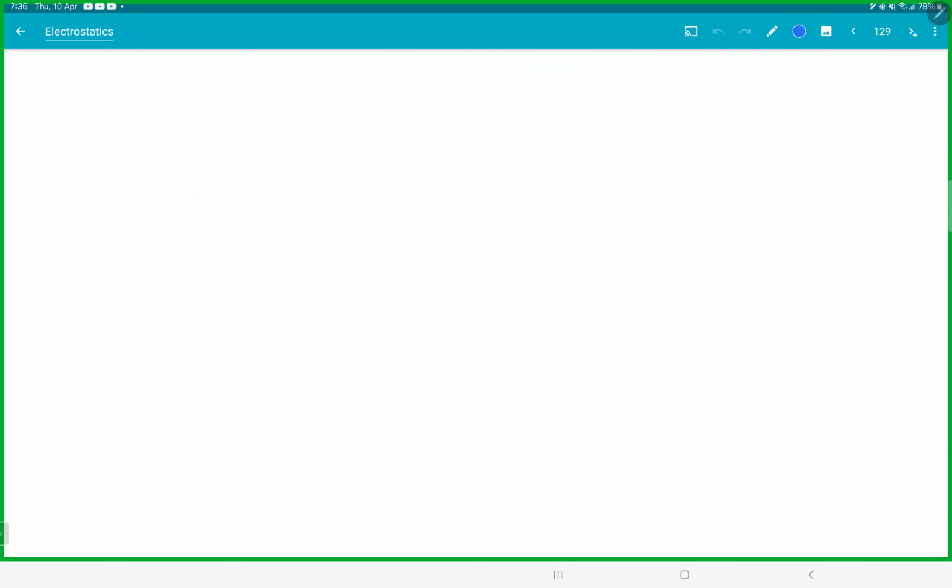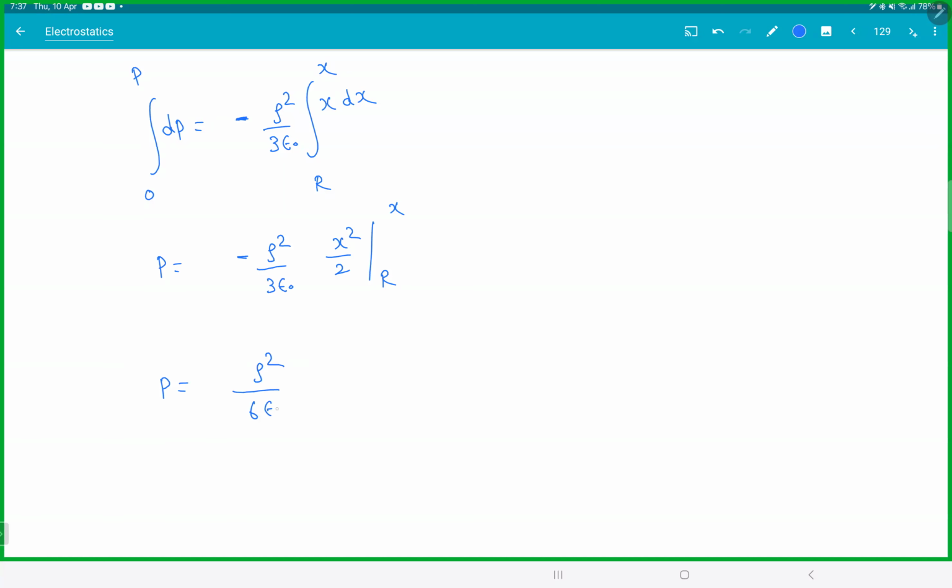So great, we got the pressure. So dp is equal to minus rho square by 3 epsilon x dx, integrate on both sides. Limits will be zero. So where is the pressure zero? When x is equal to r. Pressure is P and this is x. So we get pressure is equal to minus rho square by 3 epsilon x square by 2. Limits will go from x to r. So we get pressure is equal to rho square by 6 epsilon times r square minus x square. This is our pressure as a function of x.